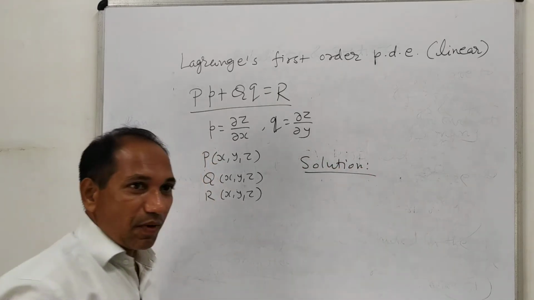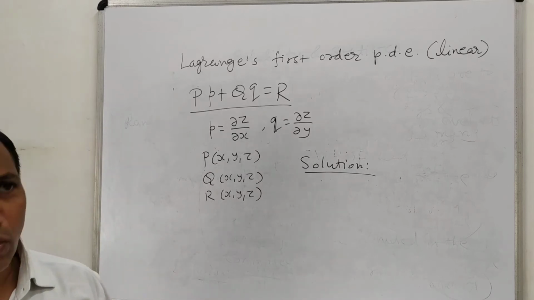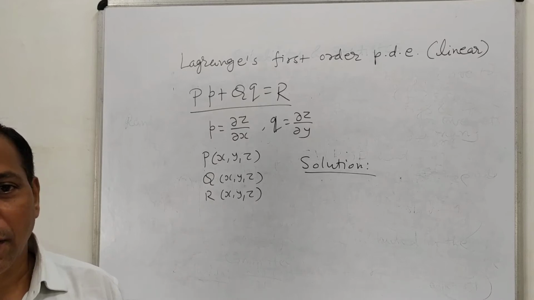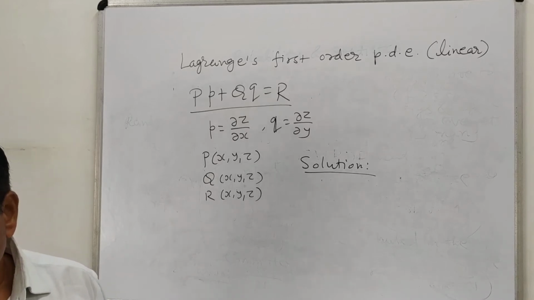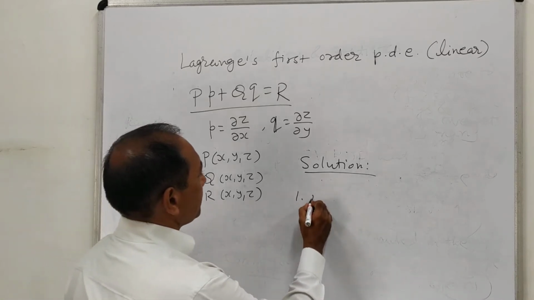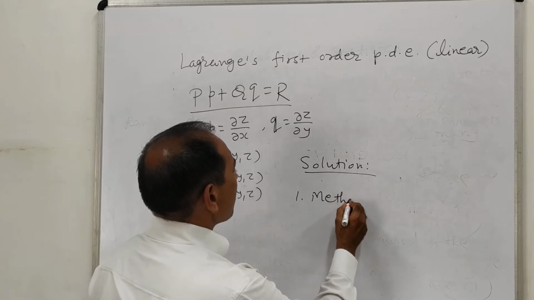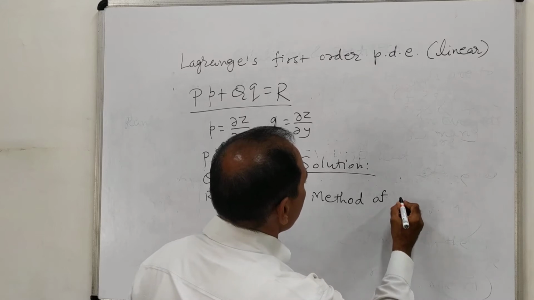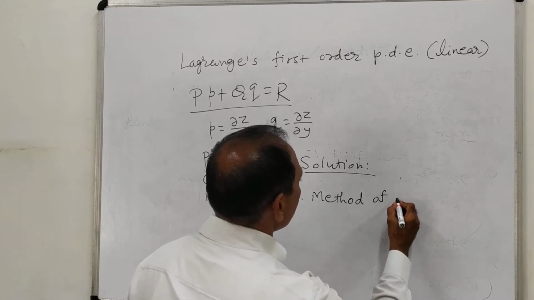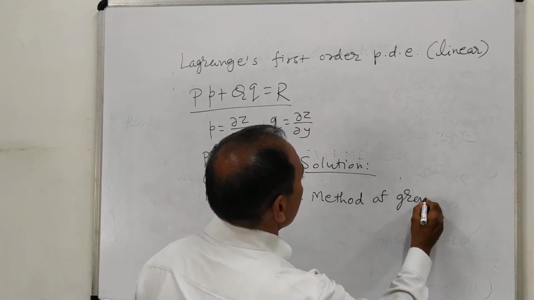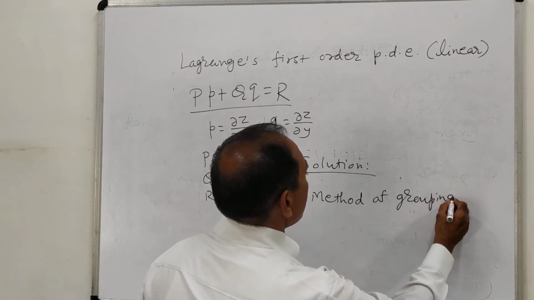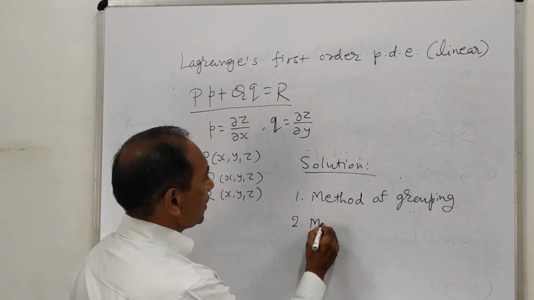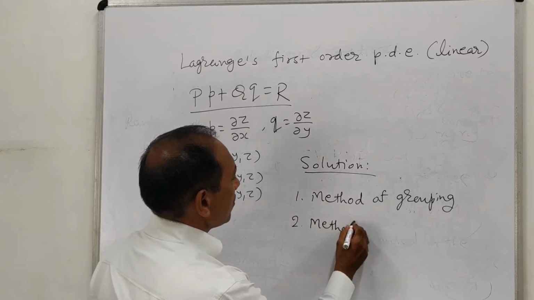So we will see two techniques to solve this equation. First is the method of grouping. Both methods are very simple. Simply you require some logic. If you use the logic, you can do it very easily. Within 2 to 3 minutes you can solve it. Then the second method is method of multipliers.